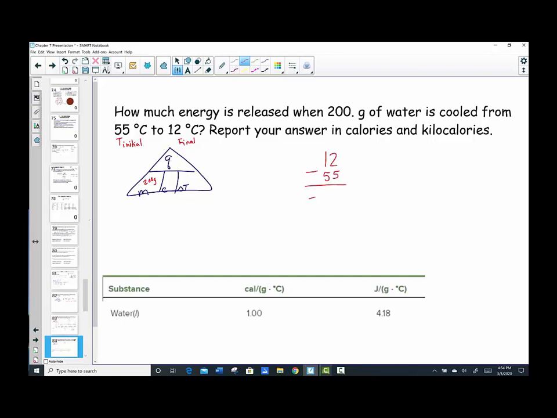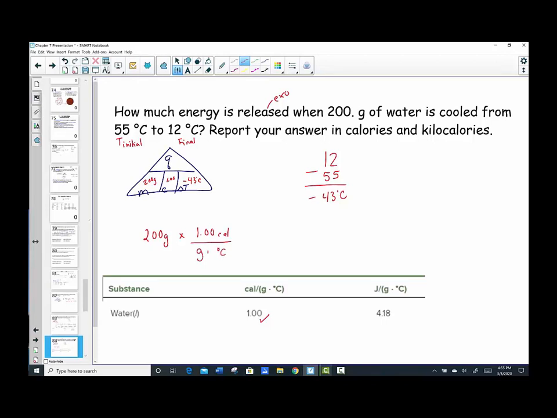This is going to give us a negative answer, but that's okay because it's heat releasing, exothermic. Heat releasing means we'll have a negative value for exothermic. So right here, this is negative 43 degrees Celsius. Specific heat of water in a calorie we know is 1. So we'll take 200 grams of water times its specific heat of 1 calorie per gram degree Celsius.